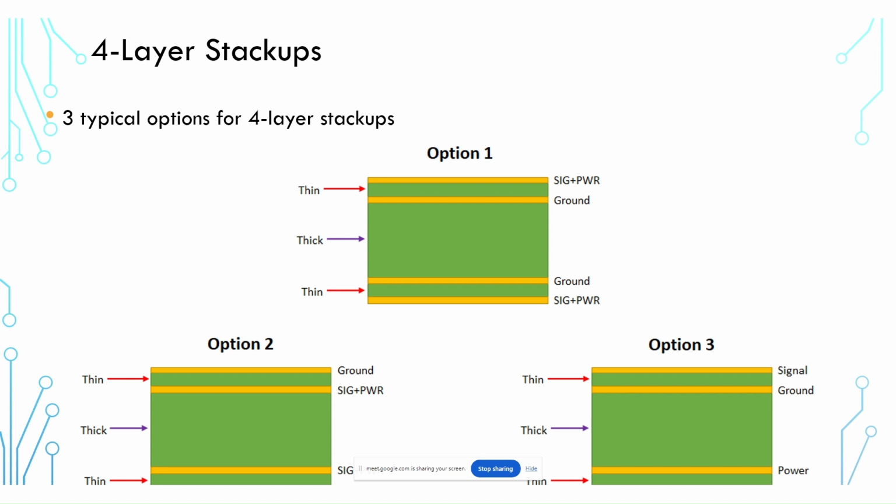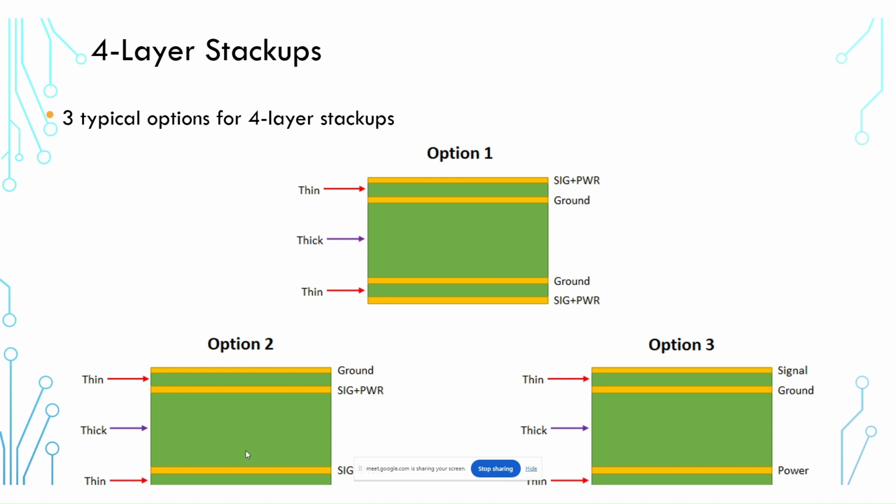What we see here are the 3 typical options for 4-layer stackups. The best option here in the center is option 1. This is a stackup that is perfectly appropriate for mixed signal boards, also for high-speed boards. This is the type of stackup that you would see used in, for example, a motherboard that doesn't have very high density. This is a signal, power, ground, signal type of stackup. So it's a very useful option.